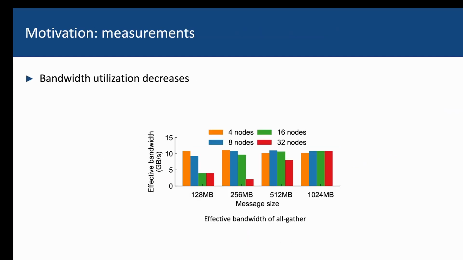Here we have some measurement results to justify the claim we made. The X-axis represents the size of the message. We measure the throughput of all-gather in different sized clusters. We can see the bandwidth decreased significantly for small to medium-sized messages. These small to medium-sized messages are important to efficiently overlapping communication and computation.